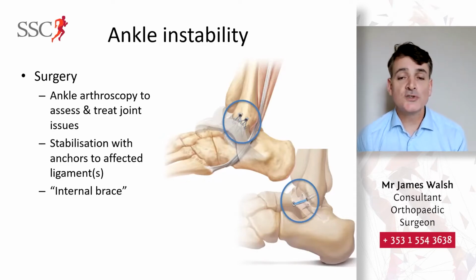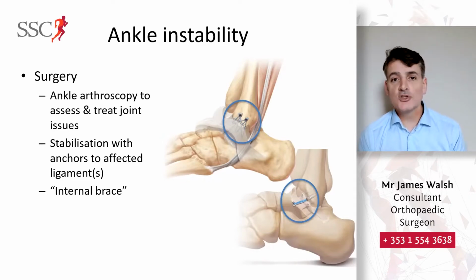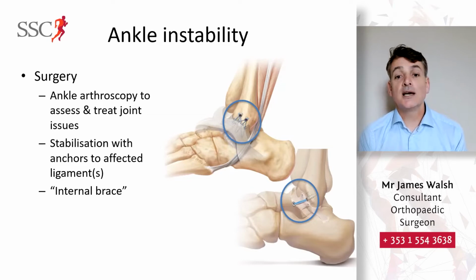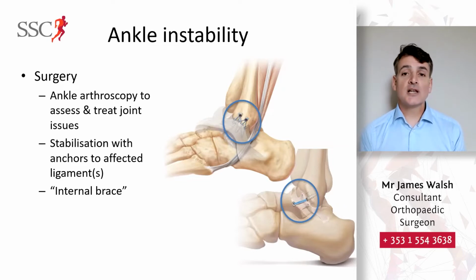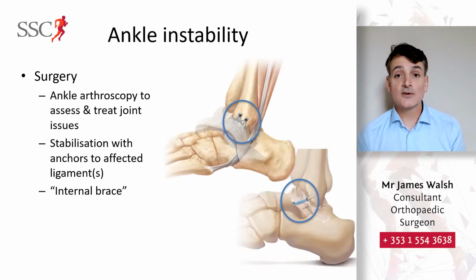And that's where we make 2 small incisions at the front of the ankle, usually under general anesthesia, and look inside the ankle with a camera and see and assess any joint problems. If I need to stabilize the ligaments, I'll have to make an incision on the side of the ankle, and then I'll use 2 suture anchors, which are metal anchors with some stitches coming out of them that I can use to stabilize the ligaments.